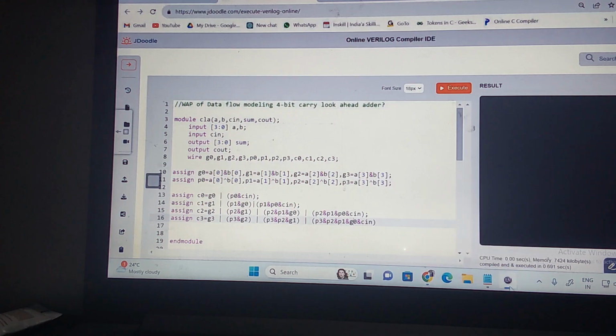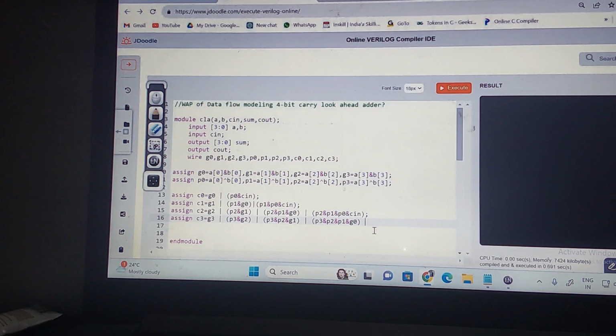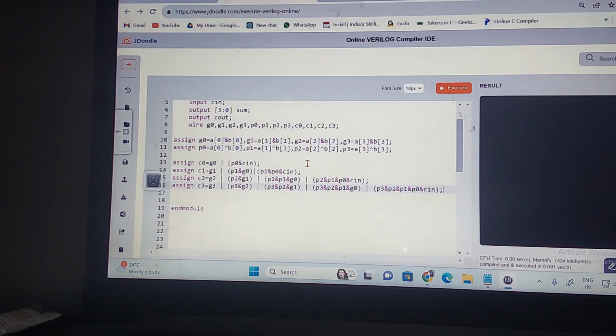C is not there. Okay, here one more product term is there. This is C is not there. Again, this is R with P3 and P2 and P1 and P0 and C. Then ends. Now let us check for the syntax error.